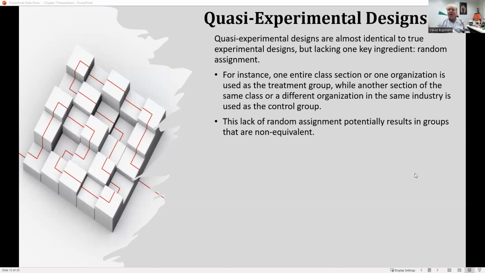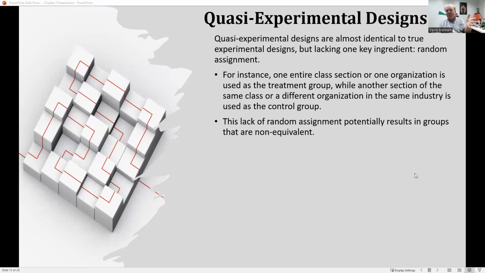So one entire class section may be used as a control group, another one as a treatment group. You can actually do designs with more than one independent variable if you want to, and just use classes as your groups. But they aren't randomly assigned, so make sure you do the pretest when you do these.